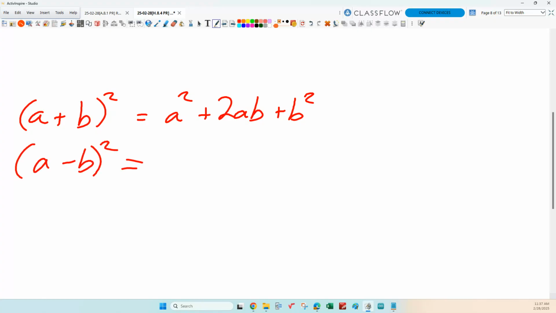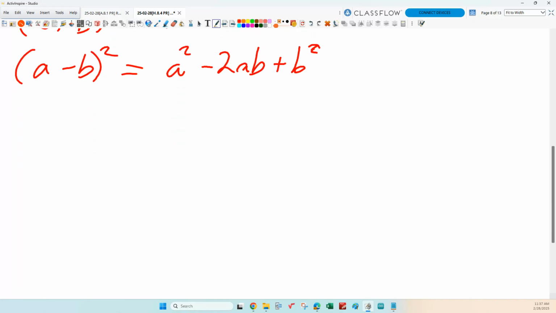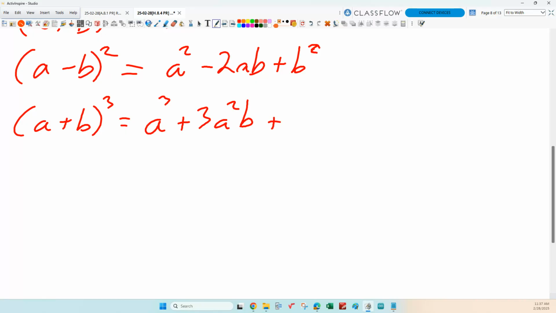The quantity a minus b squared. Plus b squared. Okay, good. How about the quantity a plus b cubed? A cubed plus 3a squared b. No. Plus ab squared plus b cubed. Okay.